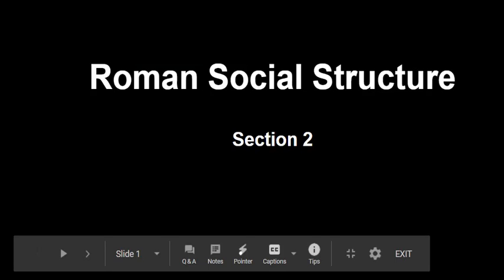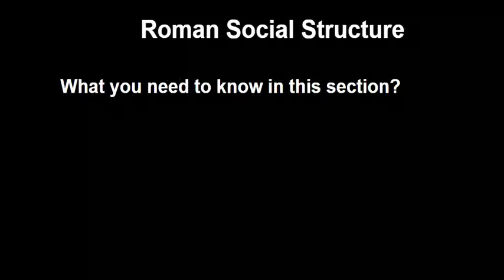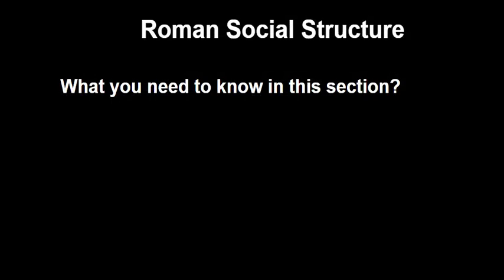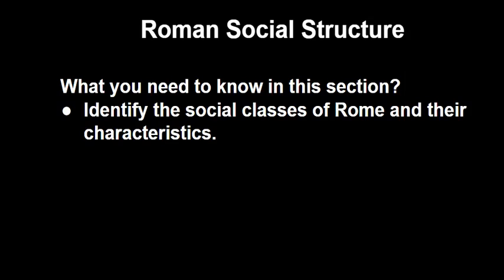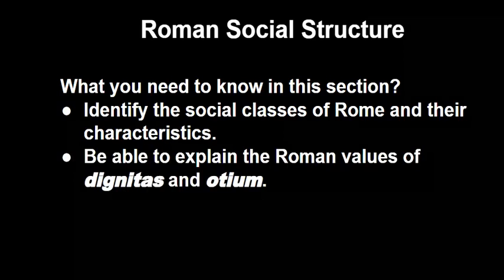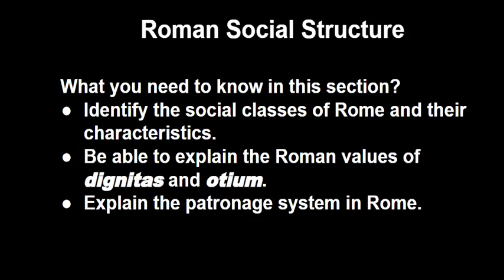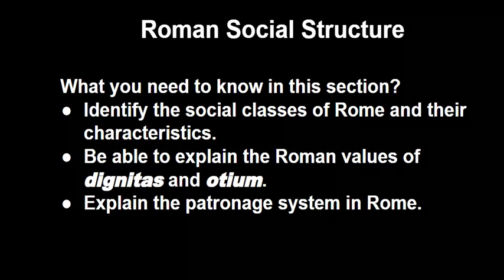Okay, good morning. Section 2 in our Rome unit is social structure. What do you need to know in this section? When we're done, you should be able to identify the social classes of Rome and their characteristics. You'll be able to explain the Roman values of dignitas and odium and how that affects the way the Romans operate. You should also be able to explain the patronage system in Rome. We'll get into that. It ties things together.